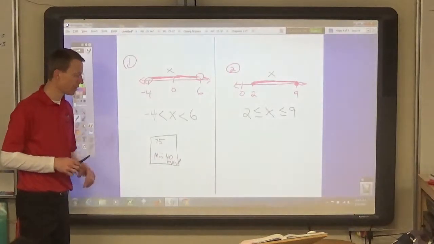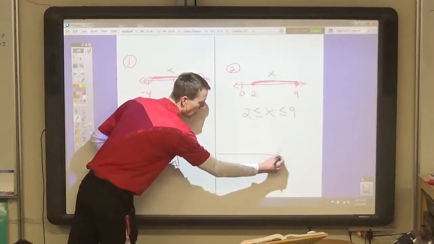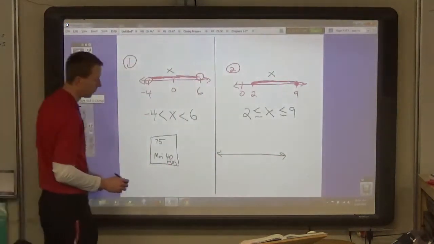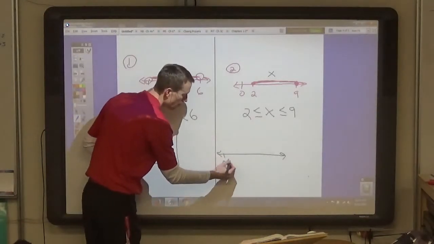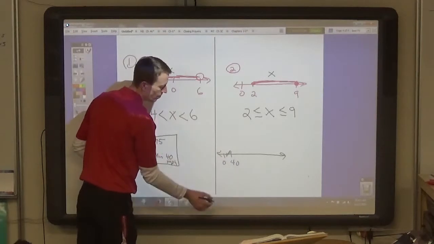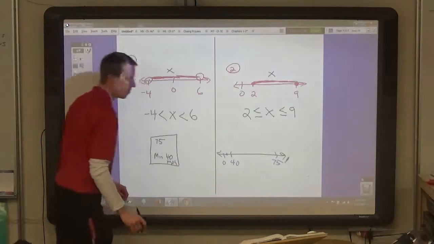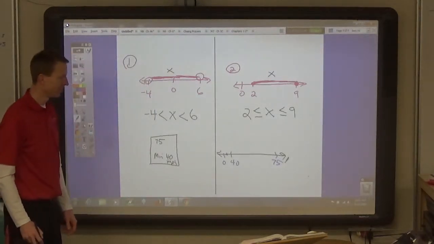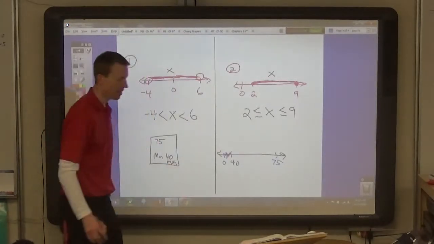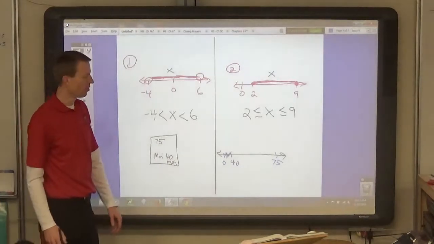So how would you graph a speed limit of 75 and a minimum of 40? Put 0 there, and put 40. And then you put 75 closer to the end. I put a break right here, which means it's not a true representation, it's not to scale. Okay.